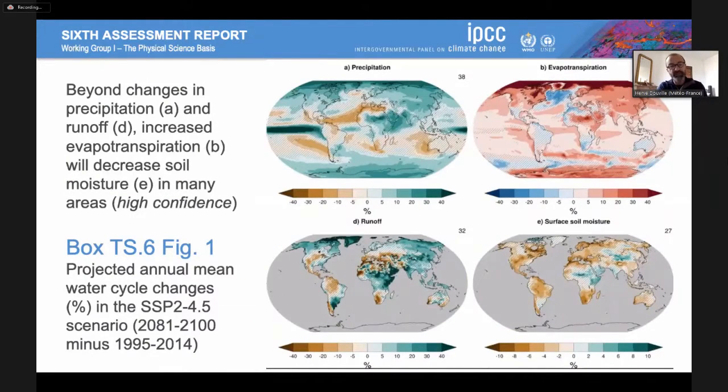Beyond changes in precipitation, all scenarios, including the intermediate SSP2 scenarios shown here, based on CMIP6 models, show a relative increase in land surface evapotranspiration over most land areas and a decrease in soil moisture in many land areas, while relative changes in annual mean runoff show similar but exacerbated patterns compared to precipitation changes.